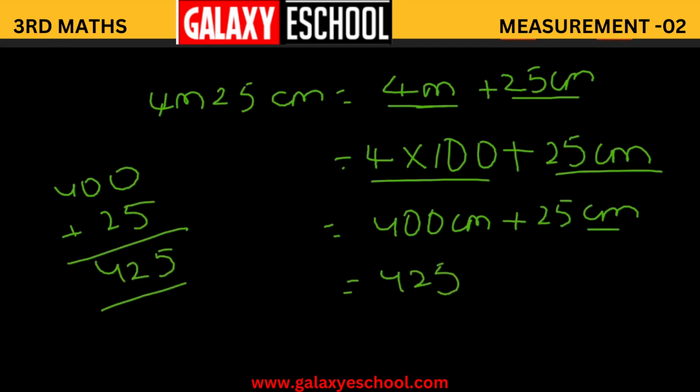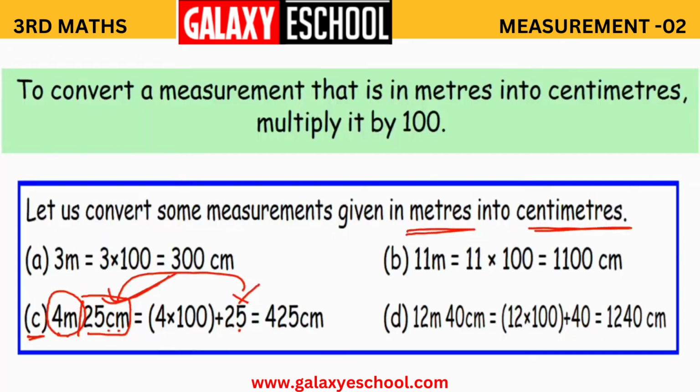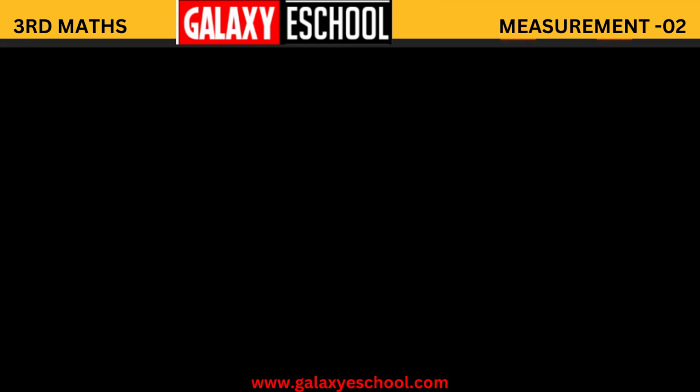425. And what is the unit of measurement now? It is centimeters. So 4 meters 25 centimeters is nothing but 425 centimeters. Clear children? Now again another example of the similar kind, 12 meters 40 centimeters.